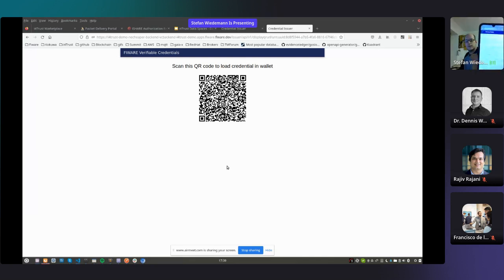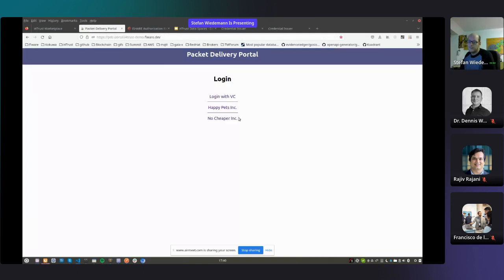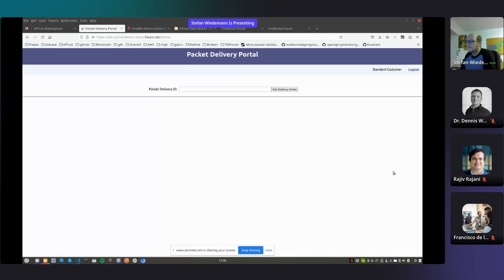There it is again. And now log into the portal with it. I send the credential again. And now we are logged in as standard customer. We can get the delivery order for No Cheaper. What did I do wrong here?